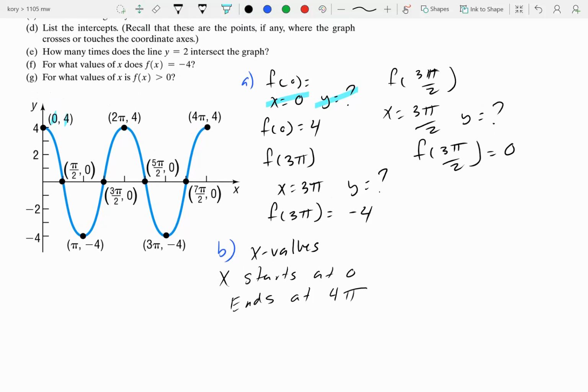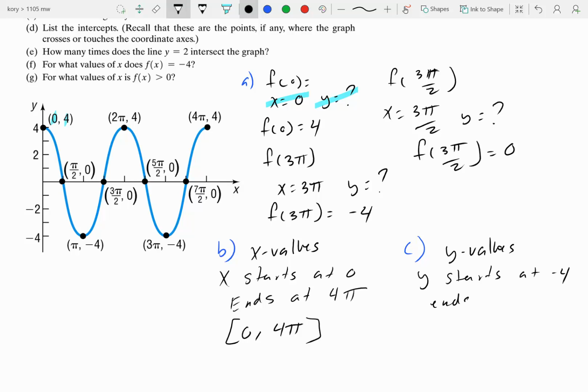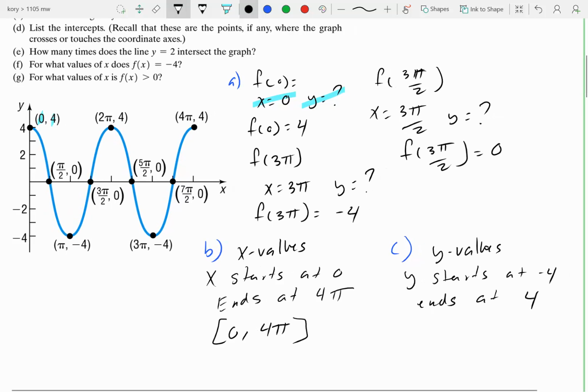Sorry, I was getting onto the range and we're not done here yet. So if x starts at 0 and ends at 4 pi, the intervals are 0 to 4 pi. That's it. And then part C is the range, which are the y values. So go from lowest y value to highest y value. So y starts at negative 4 and ends at positive 4. So our range is negative 4 to positive 4.